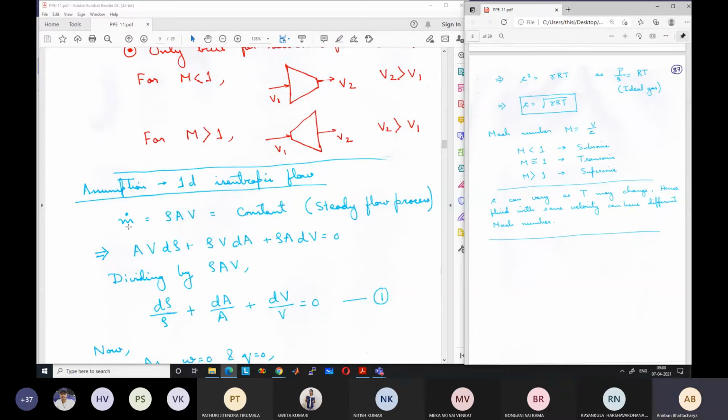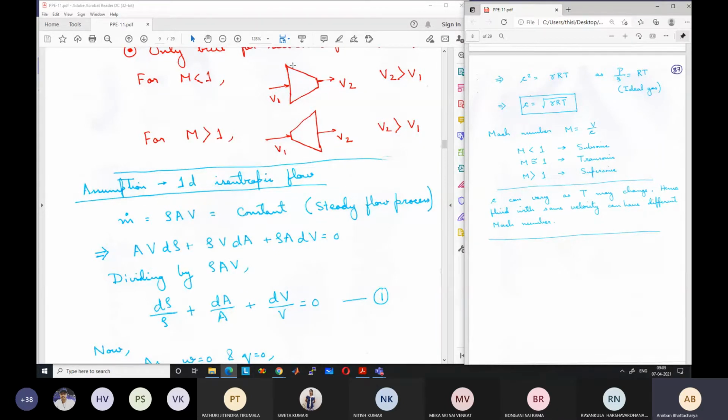This flow is isentropic, and if we assume that there is not much variation along the cross-sectional side, means along the y direction or r direction, then the only change that is occurring is along the flow direction. The velocity, temperature, everything just changes along the flow direction. So that's why we can assume it to be a 1D flow. So it's ultimately a 1D isentropic flow.